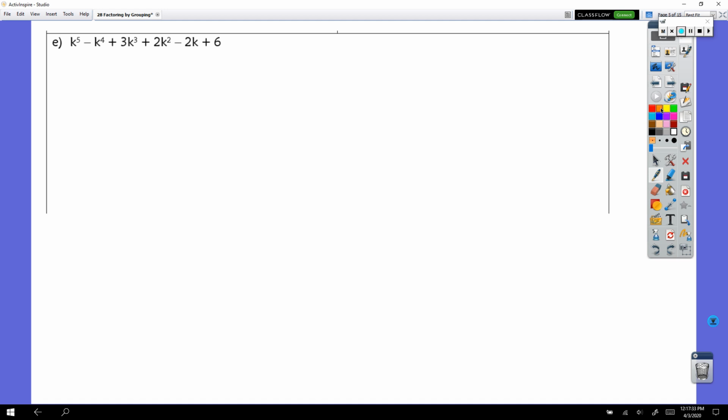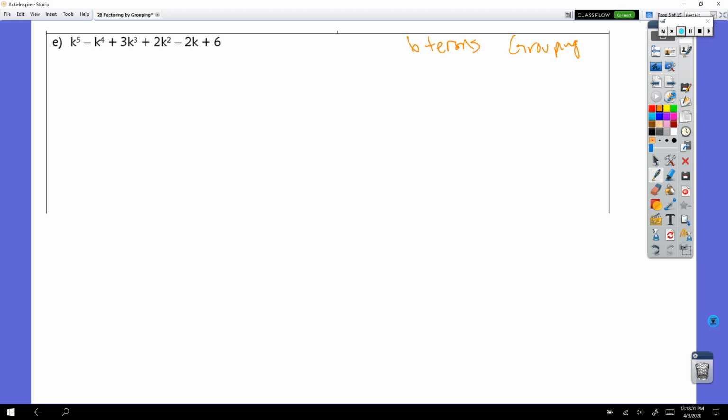So this has 6 terms in it, and 6 terms is an even number of terms. So we're going to look for a GCF, and when I look across I see a whole lot of K's, but I don't see a K on that last term. So I know there's not a GCF, and when I look at the coefficients, I've got a 1, a negative 1, a 3, a 2, a negative 2, and a 6. I don't see a GCF other than 1 all the way across. So we're going to try grouping.